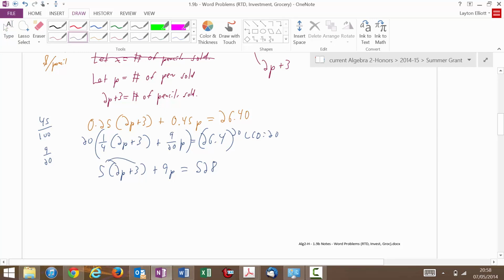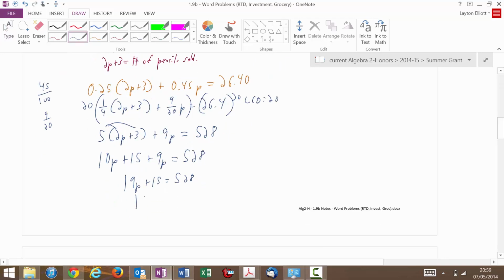Then we're going to distribute this. 5 times 2 is 10, and then 5 times 3 is 15, plus 9p is equal to 528. I have 19p plus 15 is equal to 528. Subtract 15 from both sides. 19p is equal to 513. And then if I take 513 and divide it by 19, 19 goes into 51 twice. 133, which is close to 140. 20 times 140, so let's try 7. 63, and yep, so p is equal to 27.